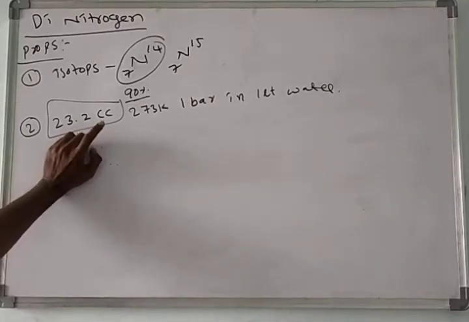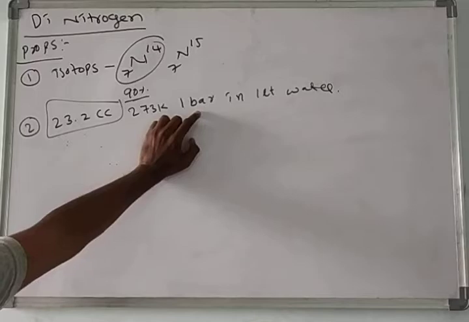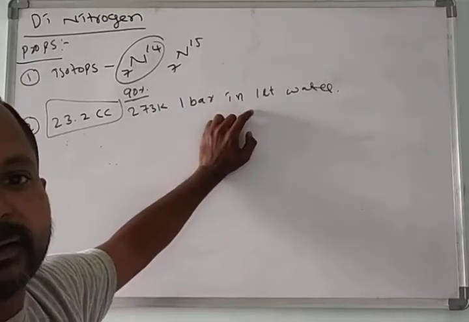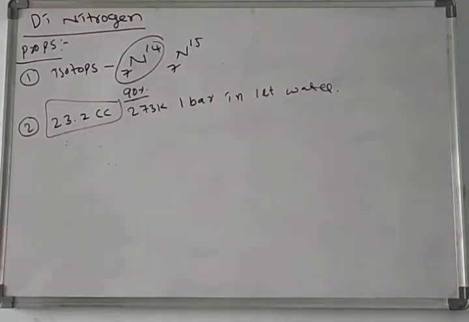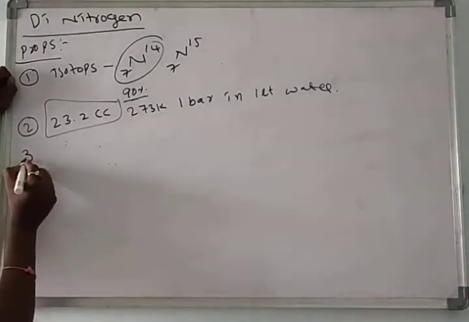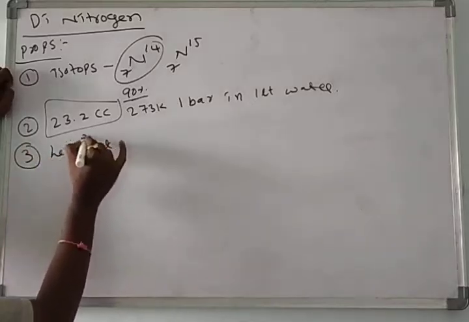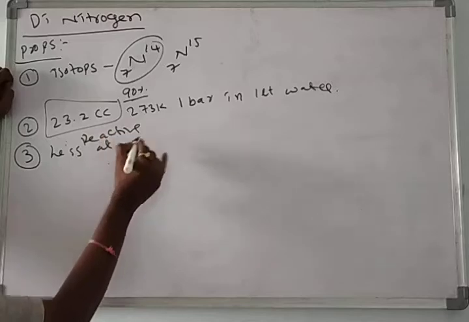23.2 cubic centimeter at 273 Kelvin, 1 bar pressure in 1 liter water. This is about the solubility of nitrogen in water. Here nitrogen is less reactive at room temperature.